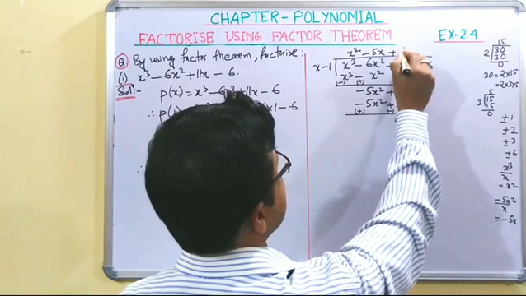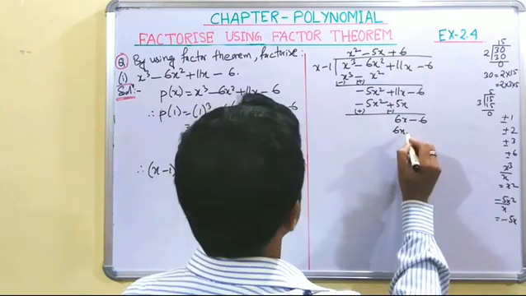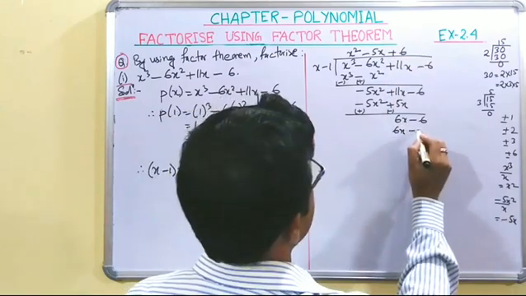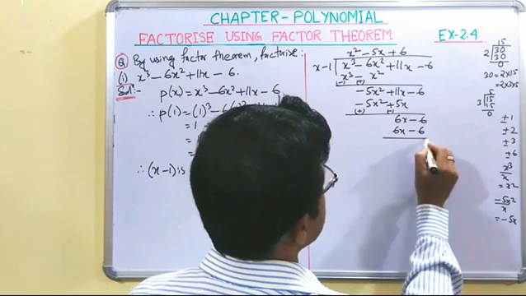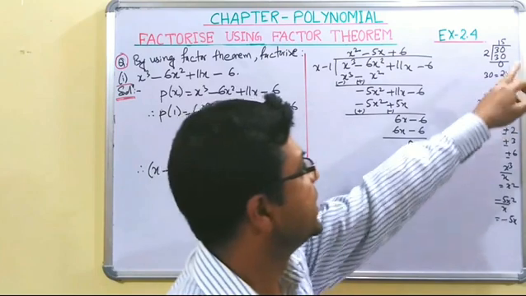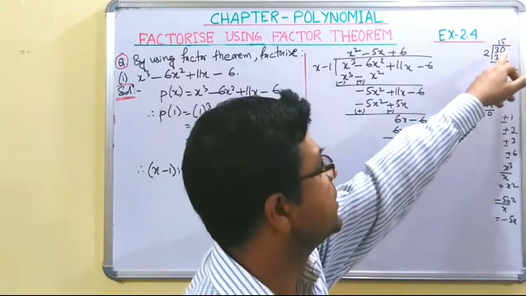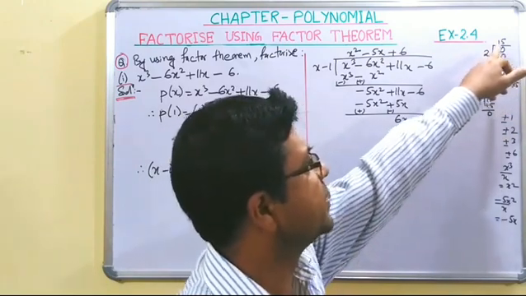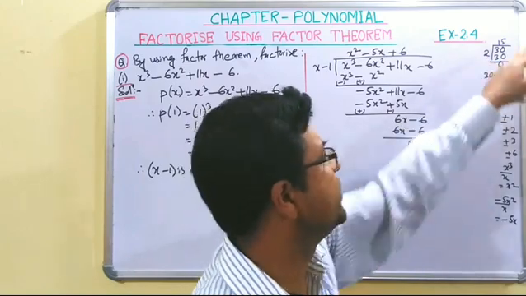Then minus 6 and plus 6x, obviously it is plus 6x minus 6. Same number, remainder is 0. Now you see, here the remainder was 0.